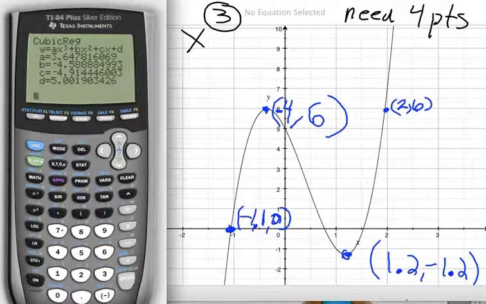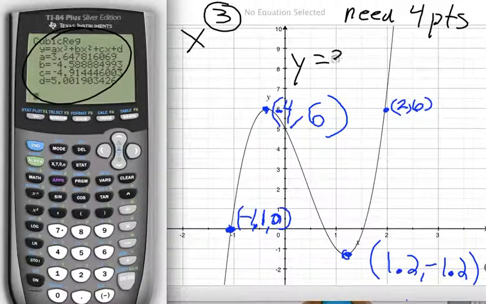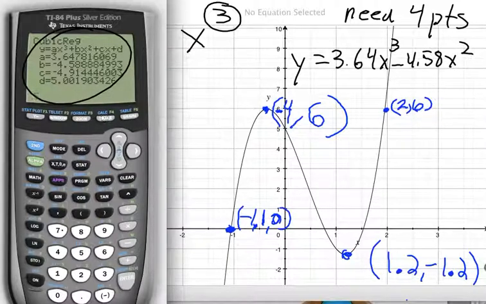All right, let's go ahead and write out our final answer using the values given to us by the calculator. They're basically telling us the 4 numbers to use in the standard form. For our a value, we're going to use about 3.64 x cubed. For our b value, we're going to use minus 4.58 x squared. For c, we have negative 4.9, so minus 4.9x. And then the constant on the end, d, is really close to 5. It's plus 5.001.